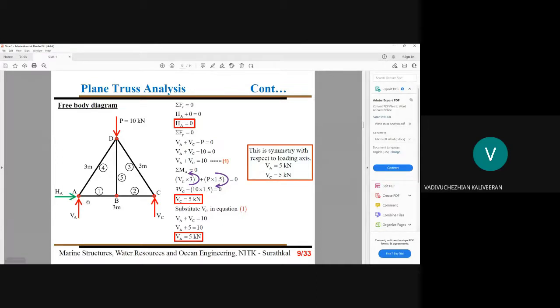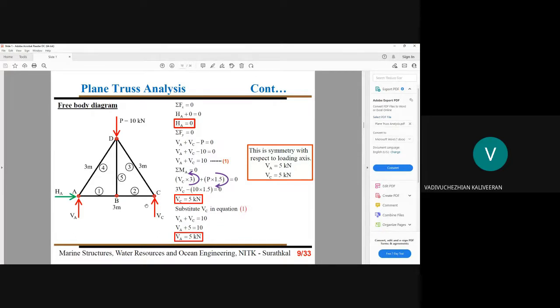Next, we have to think about our support reactions. After fixing our support reactions, we have eliminated this HA. Now we have only vertical reactions. VA is taking only 5 kilonewton, VC is taking only 5 kilonewton. So from the support reaction point of view, we are seeing symmetry. So there are three constraints you have to maintain when you think about symmetry: first, loading; second, support conditions; third, the structure.